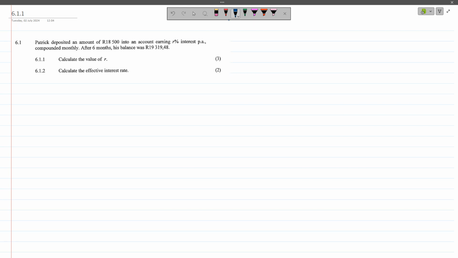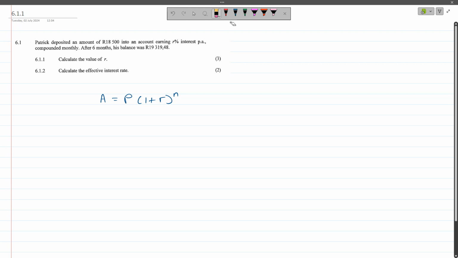In order to calculate the value of R, we are going to use the compound formula A is equal to P(1 + R)^n. Now, before we make any grand substitutions of 18,500 and all these numbers, let us first solve for R to make it easier to solve the problem.